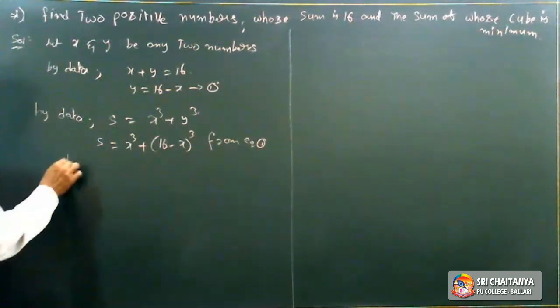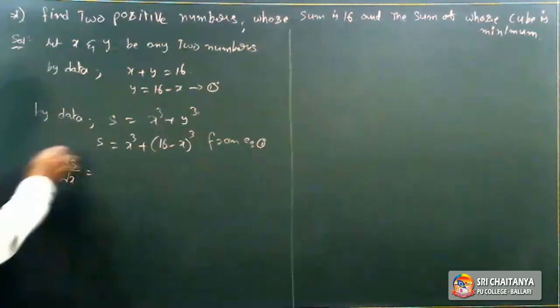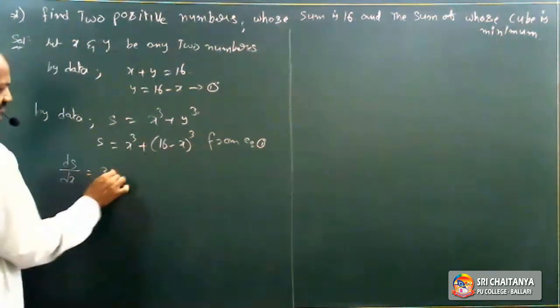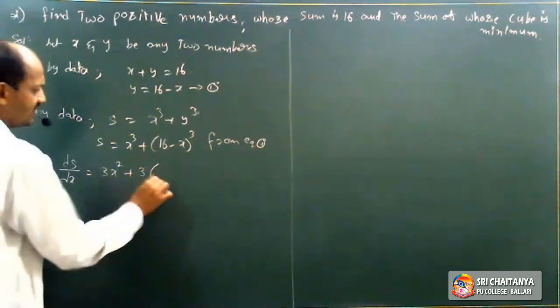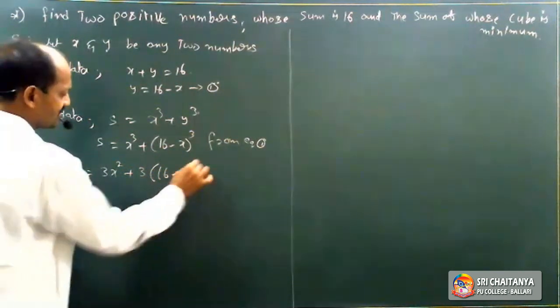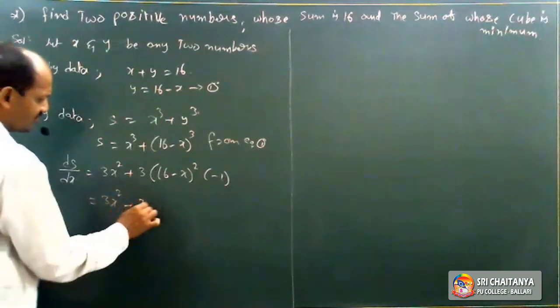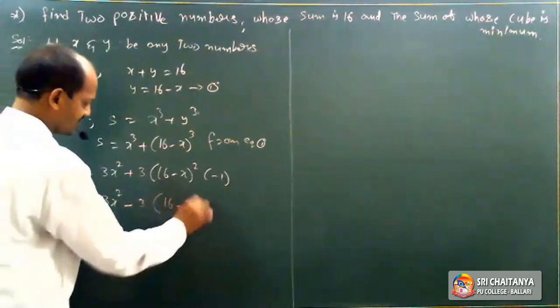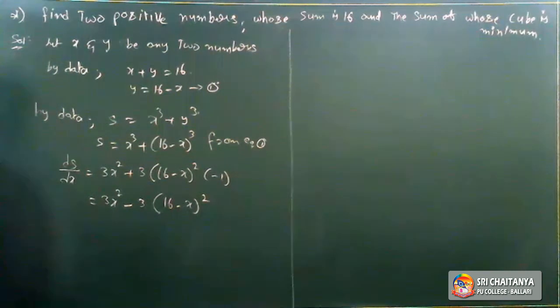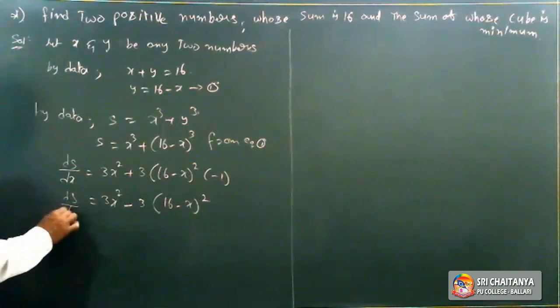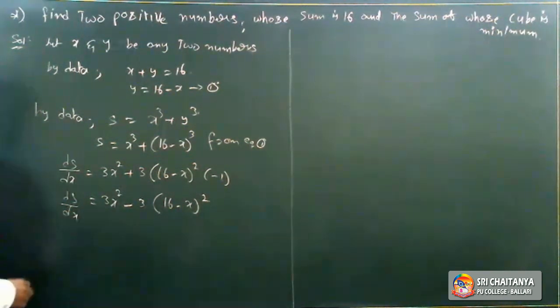Next differentiation. ds by dx. Derivative of x cube means 3x square. It is 3 into 16 minus x whole square into minus 1. It is 3x square minus 3 into 16 minus x whole square. Okay? It is ds by dx. Again derivative.